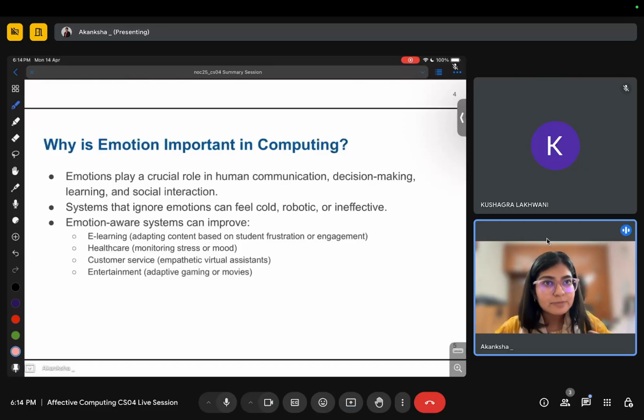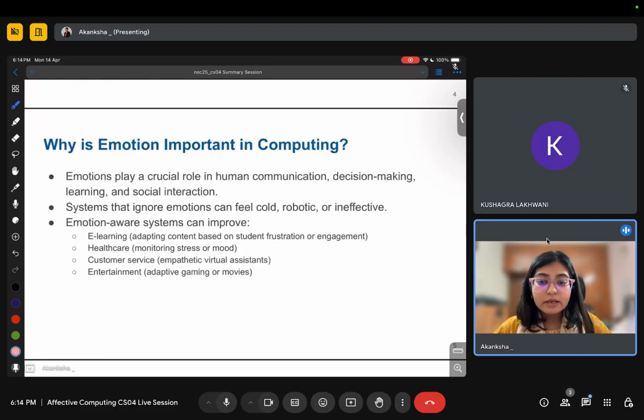So these are the systems we want to design, so that they are able to adapt, and able to recognize the emotions of the person they are interacting with, and increase engagement. A person will be engaged if you respond in a more humane manner.